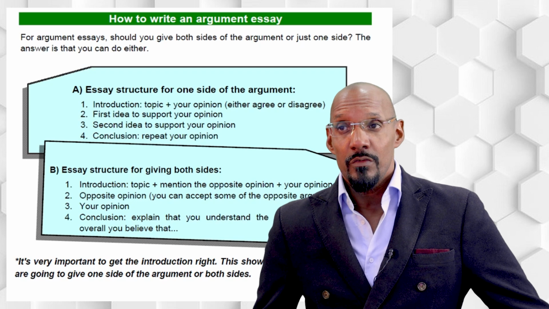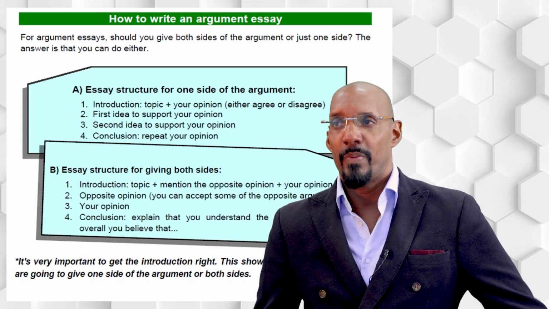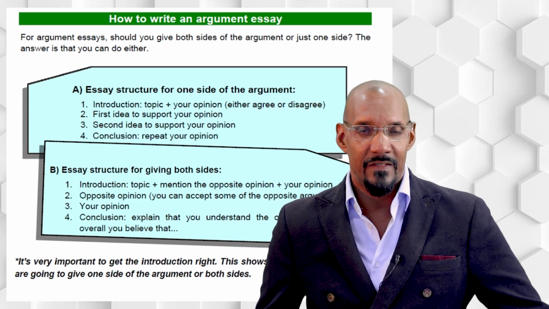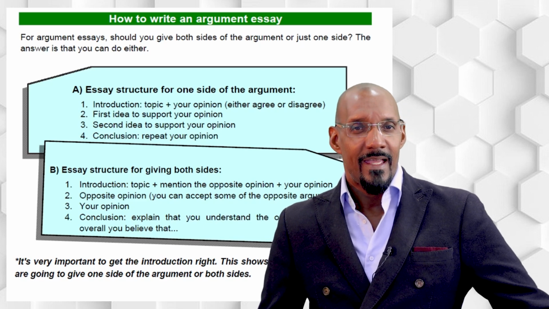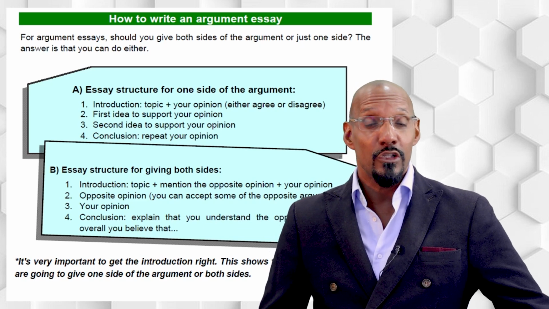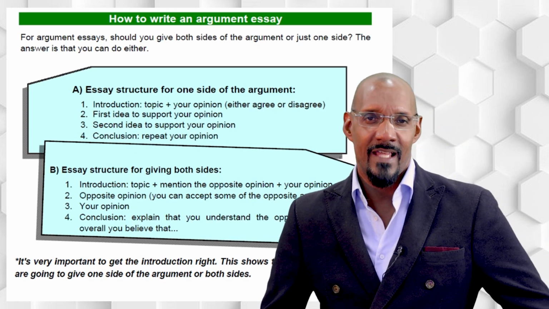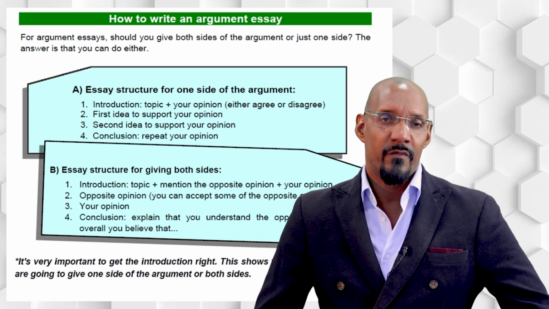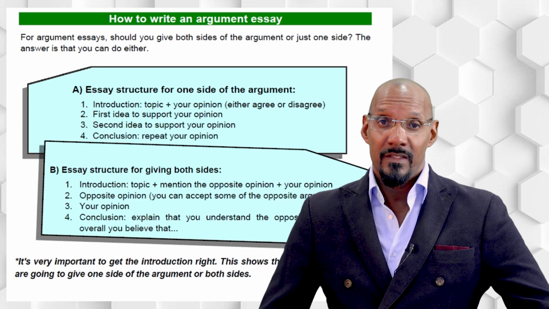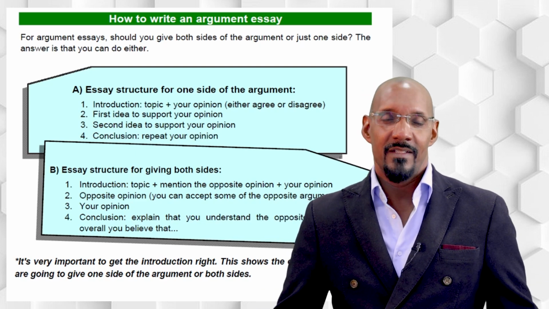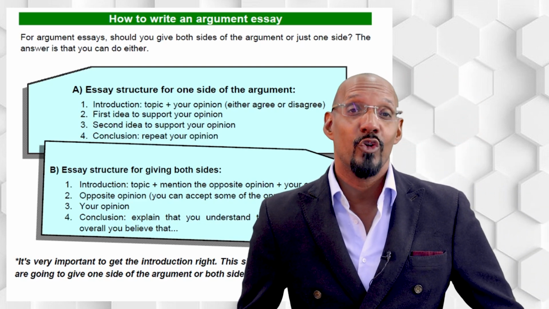In paragraph 2, the first idea that you use supports your opinion, whatever that opinion is, positive or negative. In paragraph 3, you're going to use a second idea to support, and in paragraph 4, you're going to conclude, which is repeating your idea, but it's not really a paragraph in the same sense as an introductory or supporting paragraph would be. It's more of a rewriting your opinion, but a little bit more elaborated in the form of 1 or 2 sentences.